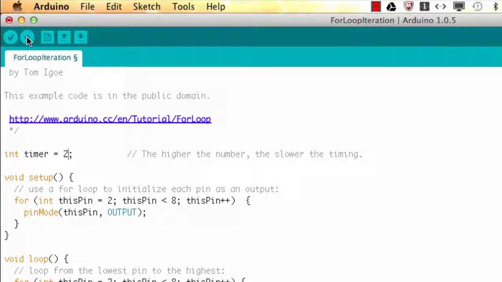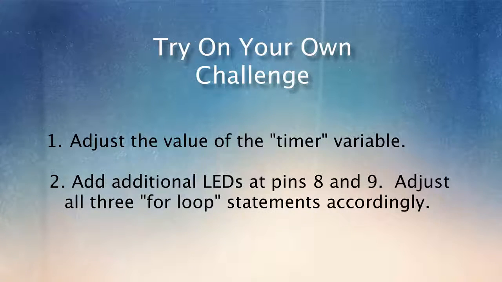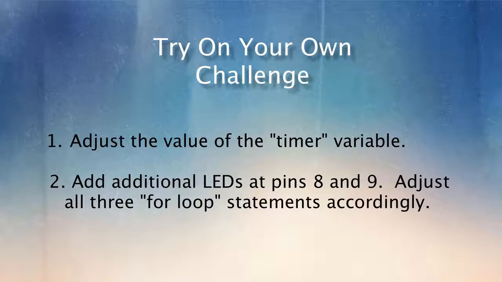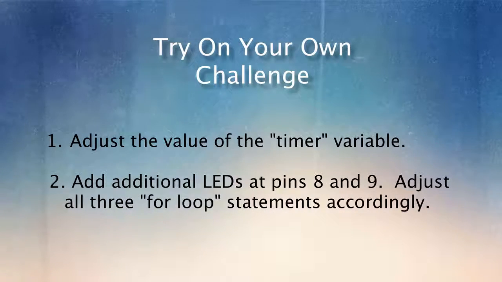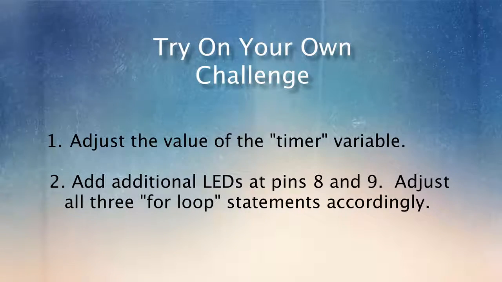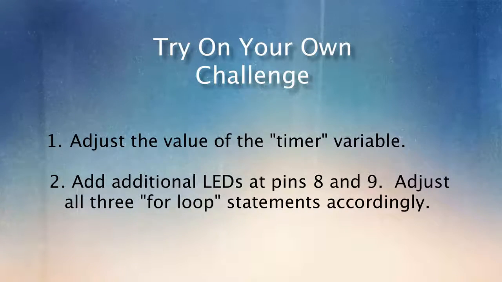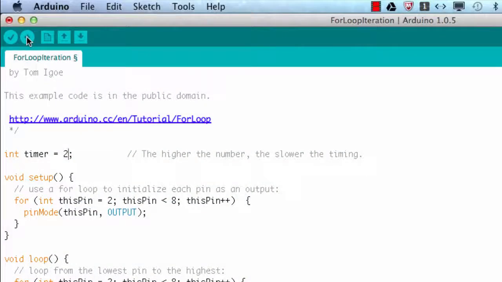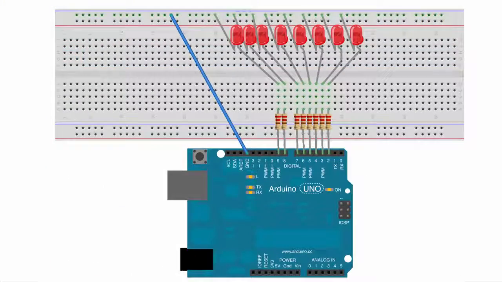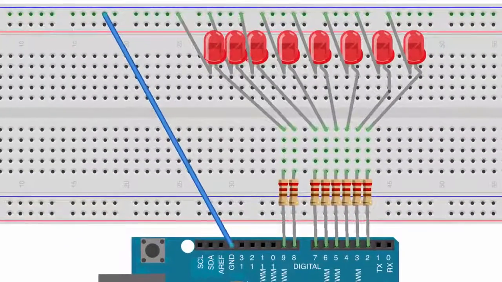Alright, let's jump into the second challenge: add 2 LEDs at pins 8 and 9 and adjust the for loops accordingly. Check out the schematic. The schematic's easy enough. All we're doing is following suit. We're going to put 220 ohm resistors in 8 and 9, accompanying LEDs in 8 and 9, so we're just continuing that row.